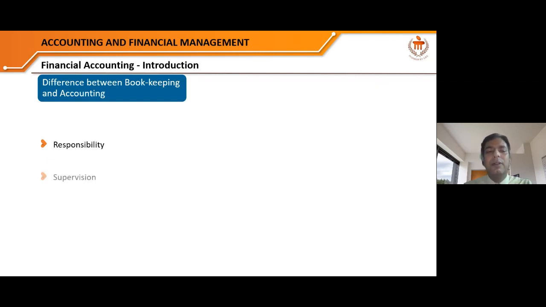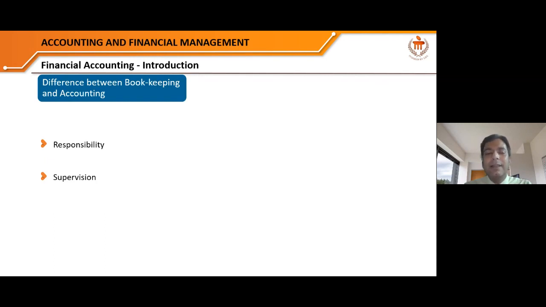We talk about supervision. Who supervises whom? The bookkeeper cannot supervise and check the work of the accountant, as the bookkeeper is at the primary stage and the accountant is at the secondary stage. But the accountant has all the rights and can supervise and check the work of the bookkeeper.